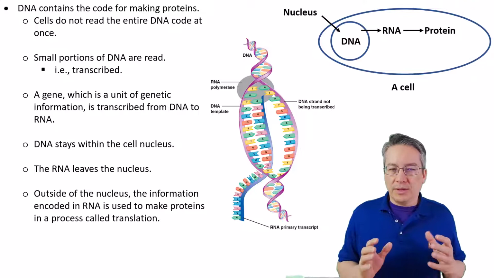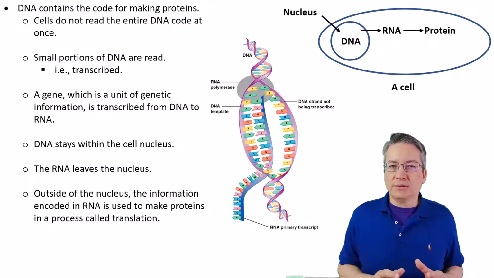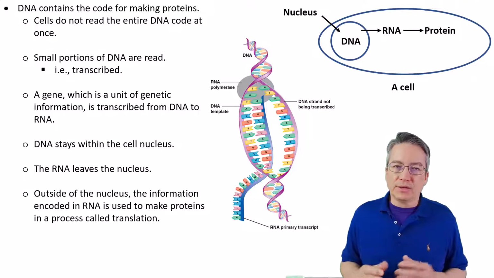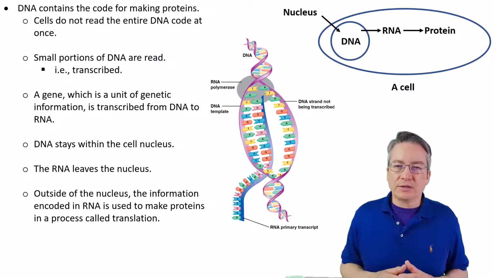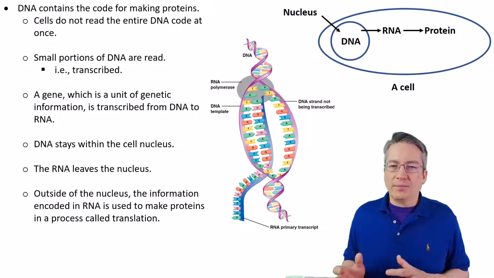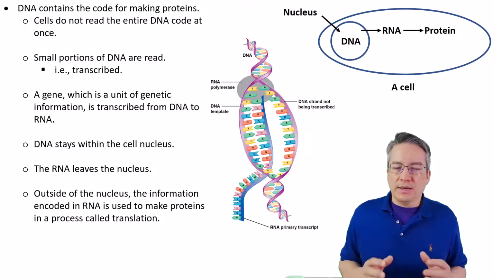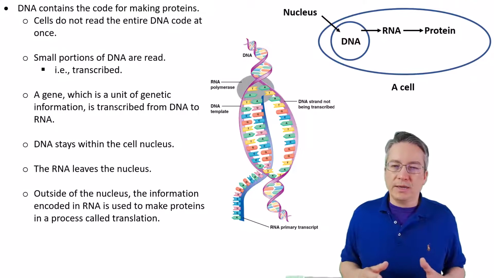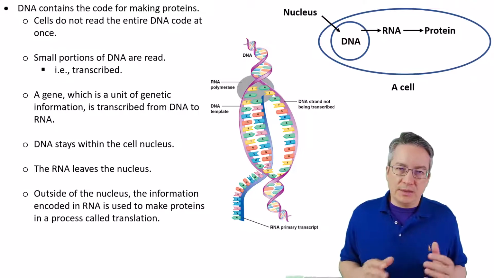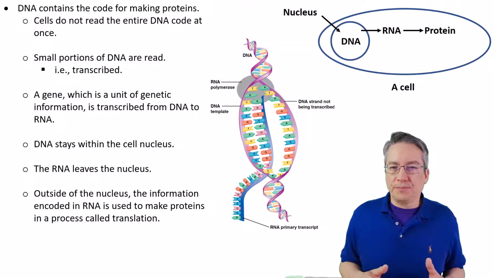Now, the DNA will stay in the cell nucleus. It never leaves. The RNA, however, can leave the nucleus. There are actually pores in the membrane of the nucleus, and the RNA can exit through those pores. And then within the rest of the cell, outside of the nucleus, the RNA is then able to be used as a template for making proteins. And this process is called translation.